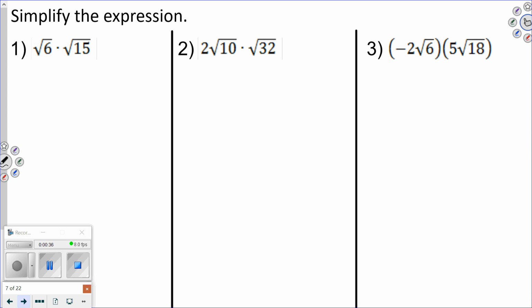So number 1, radical 6 times radical 15. They're both under a radical, so we'll multiply. The radical is still there. So what is 6 times 15? 90. Good. All right, and then from there, is 90 perfect? No, it's not. So we'll do our factor tree.